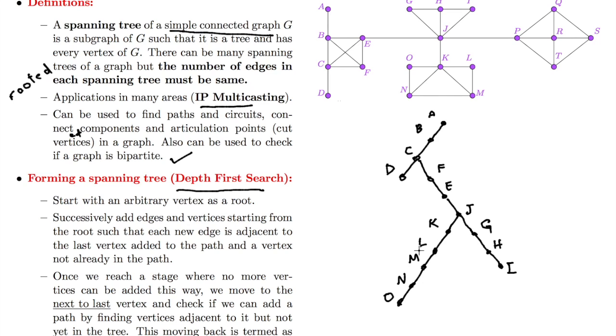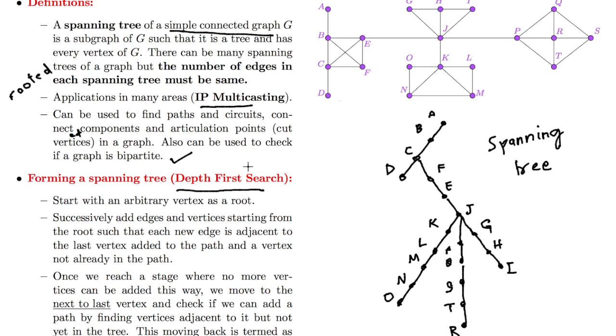Okay, and then again from O, I see that N is already in the tree and K is already in the tree. So I have to come back. I have to go to K again and J again. And then I have to choose another one. I have to choose P, Q, S, T, R. So this is P, Q, S, T, and R. So this is my spanning tree of this graph.